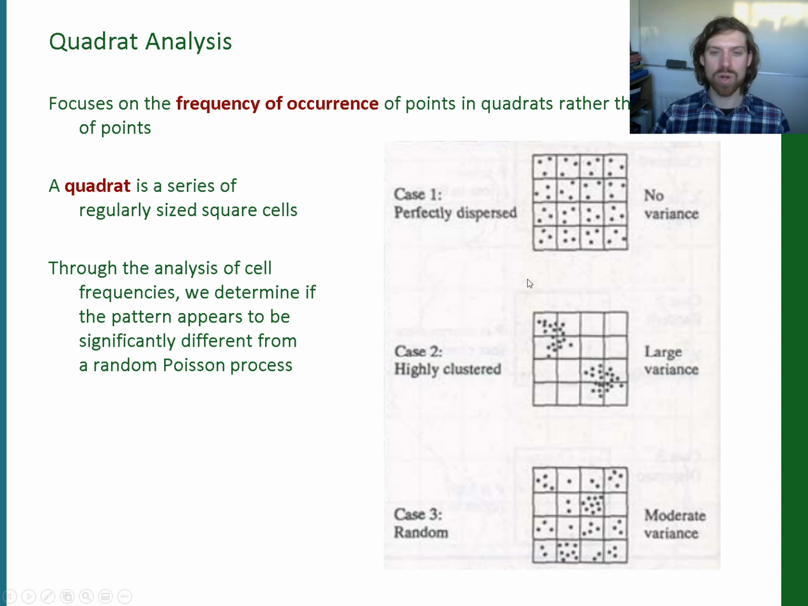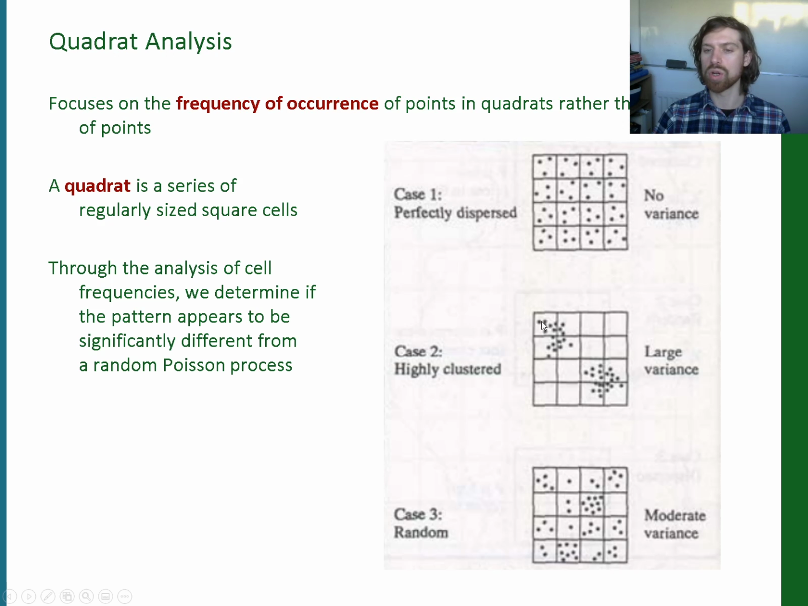Okay, great. So now hopefully you understand what a quadrat is. When you put the quadrat down and draw a grid across this area, you could get points distributed across all of these cells, which would indicate very little variance between the quadrat areas. Or you could end up with something where you've got highly clustered points like this.